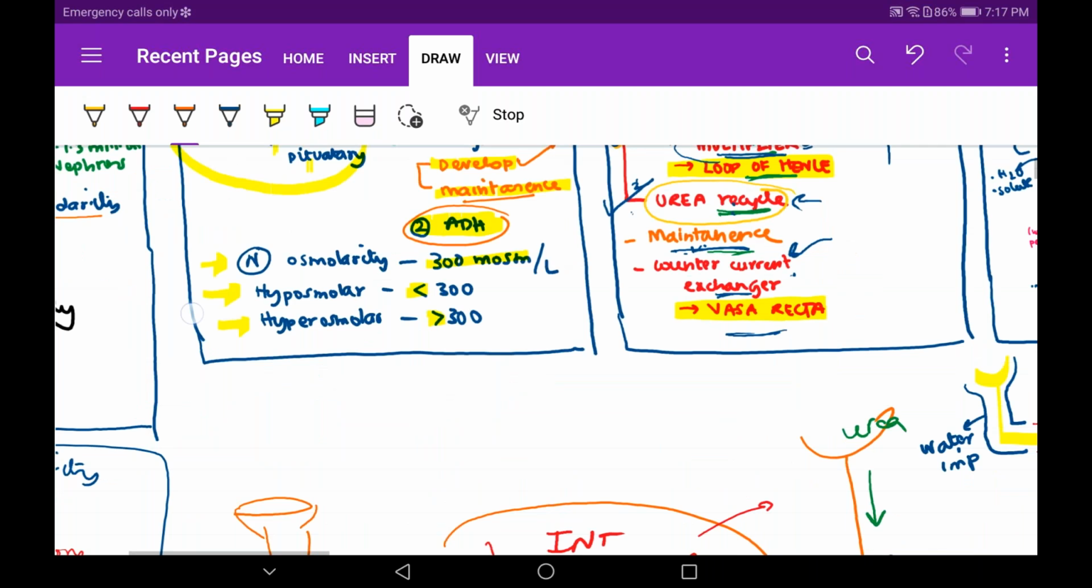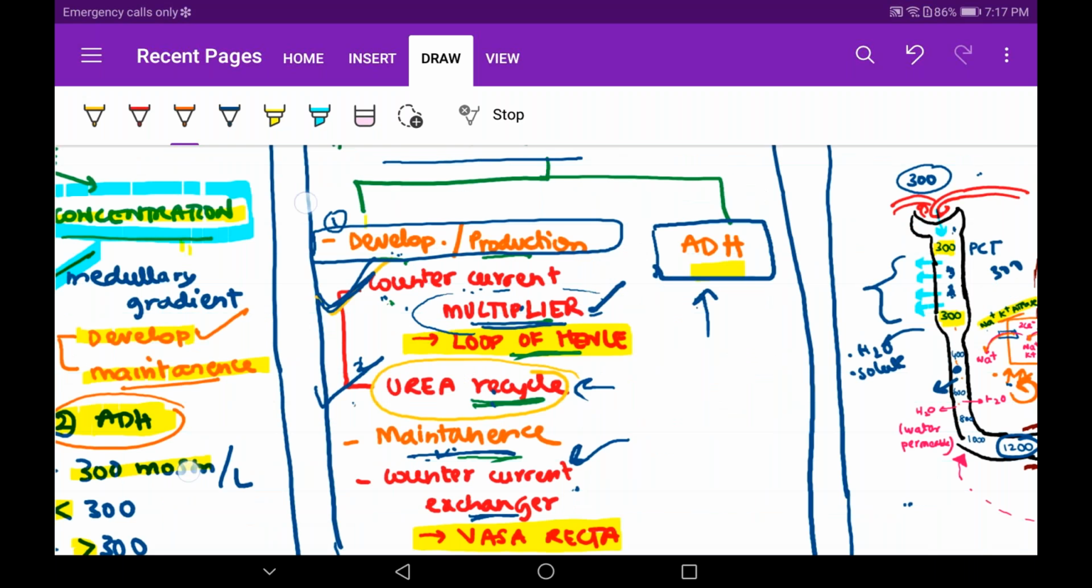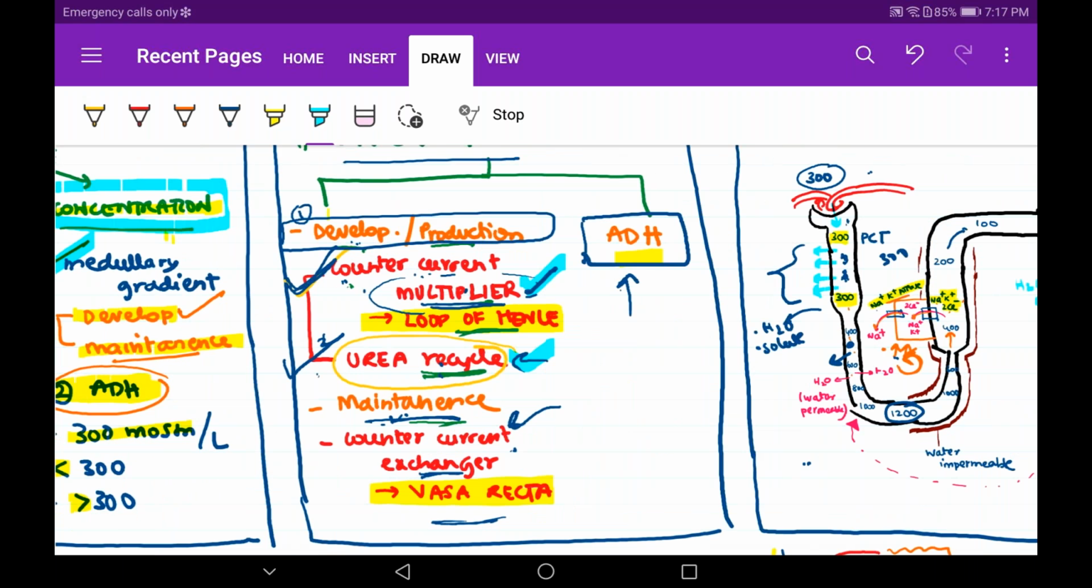Now urea cycle is done with, multiplier is done with. Now let's come to the next aspect of this concentration of urine, the maintenance. Now we are finished with the development of the medullary interstitial hyperosmolarity, but now we have to maintain it. How will it get maintained, my friends? Yes, let's come to the topic. How will it get maintained now?